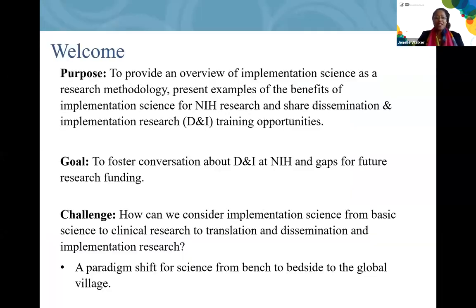So the purpose of this panel is to provide an overview of implementation science as a research methodology, to present examples of the benefits of implementation science for NIH research, and to share dissemination and implementation, D&I, training opportunities, followed by a Q&A session. One of the overall goals really is to foster conversation about D&I at NIH and gaps for future research funding.